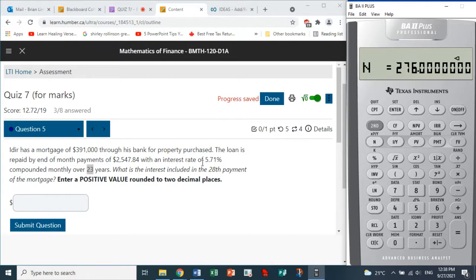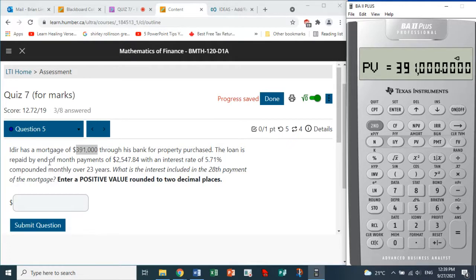Now, what is the interest rate? The interest rate is 5.71. We put it in, 5.71, and we enter. The present value is the mortgage, which is 391,000. So 391,000 is the present value.